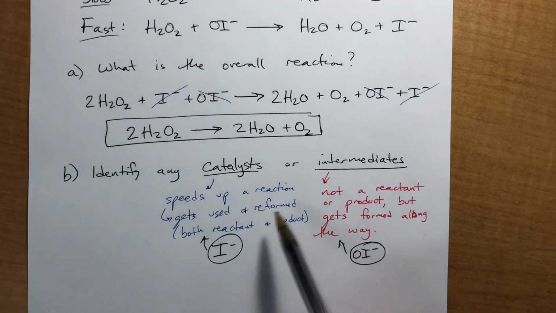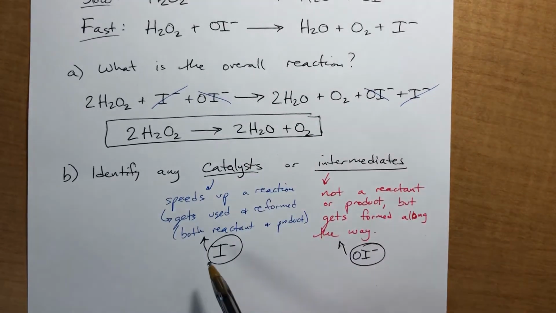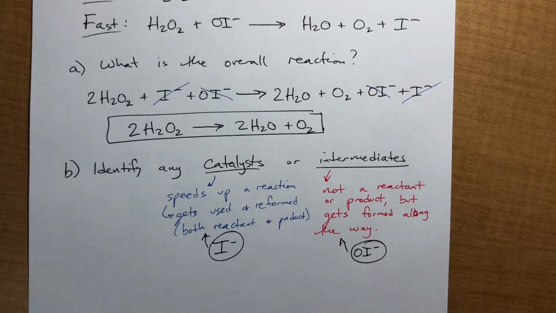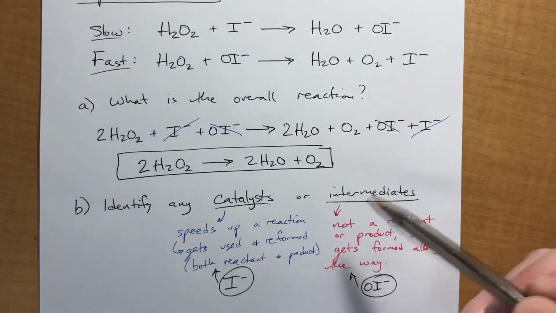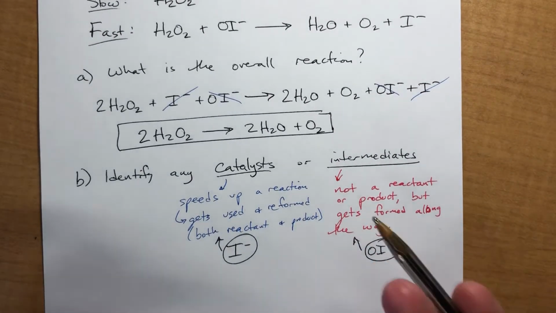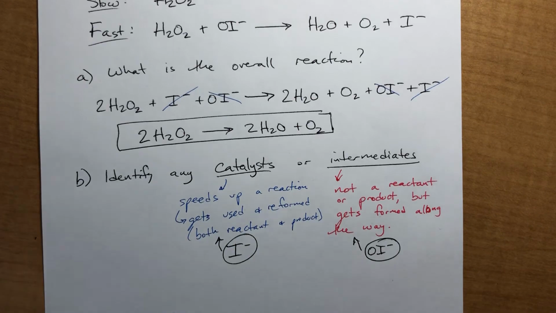But it will always be one of these ones that's crossed out, and you won't necessarily always have a catalyst, or you won't necessarily always have an intermediate, but this is how you would identify them if you do have them. This one obviously has both because I'm trying to explain the concept.